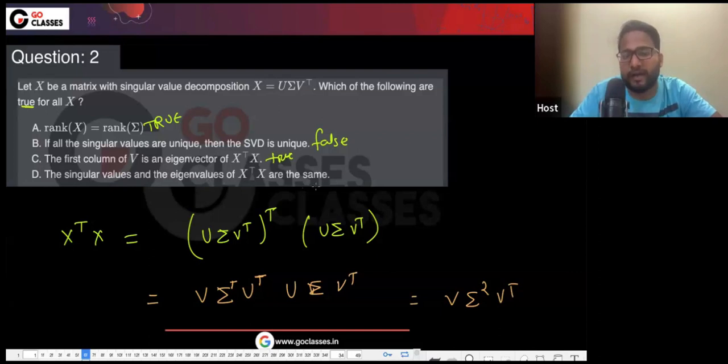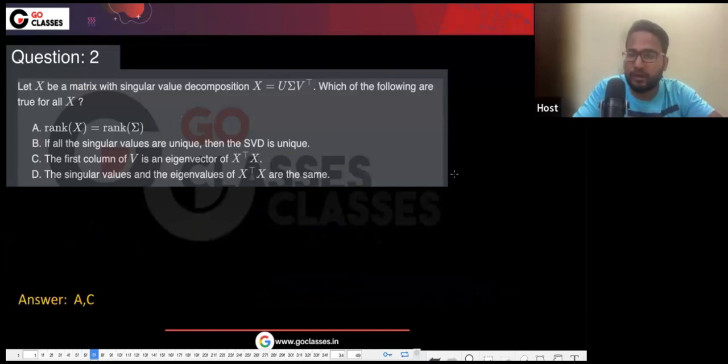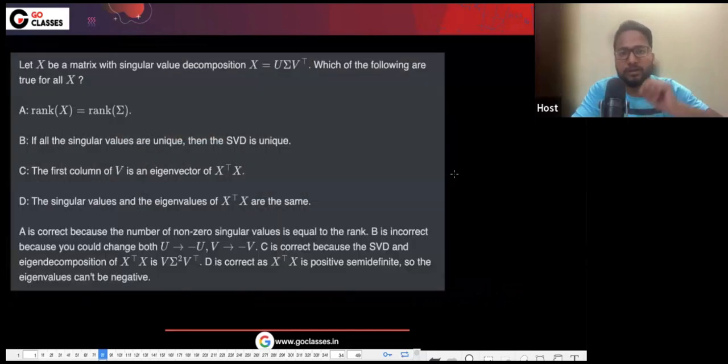The singular values and eigenvalues are the same for this matrix. No, right? This is just some random statement. This is false. So what is the answer? A and C. Okay, A and C are the answers. Now let's see the next question.